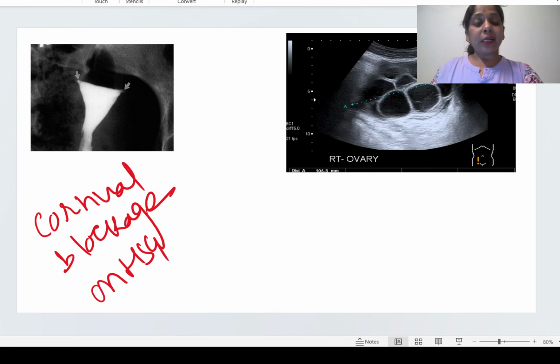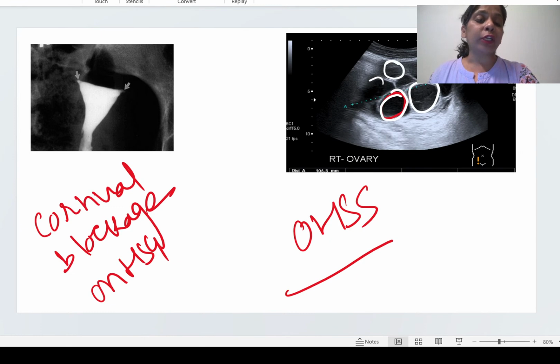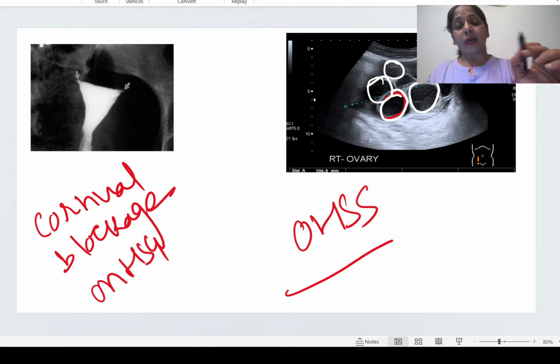Okay. The other image is of OHSS, ovarian hyperstimulation syndrome. Here you can see big ovarian follicles. These all are ovarian follicles. Ovulation induction has been done and hyper ovulation induction is there. If they are big follicles, then you have to diagnose it as ovarian hyperstimulation syndrome.